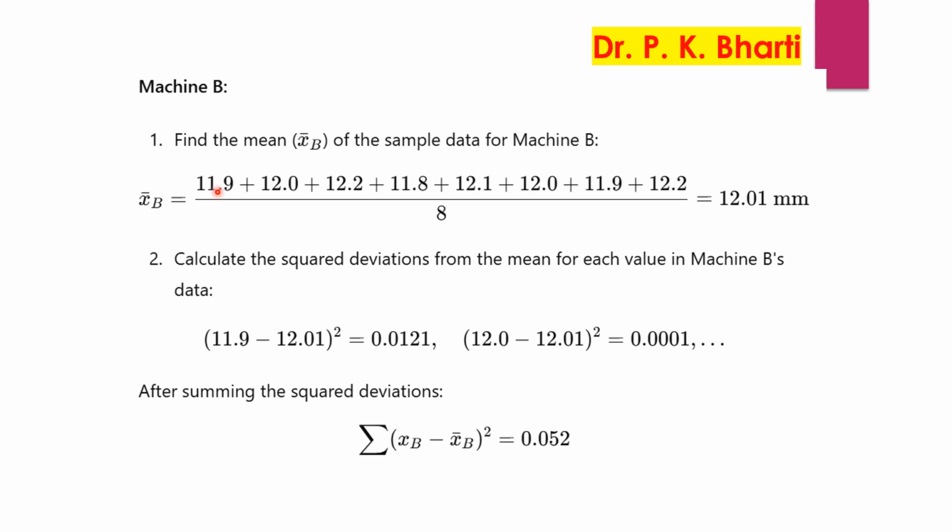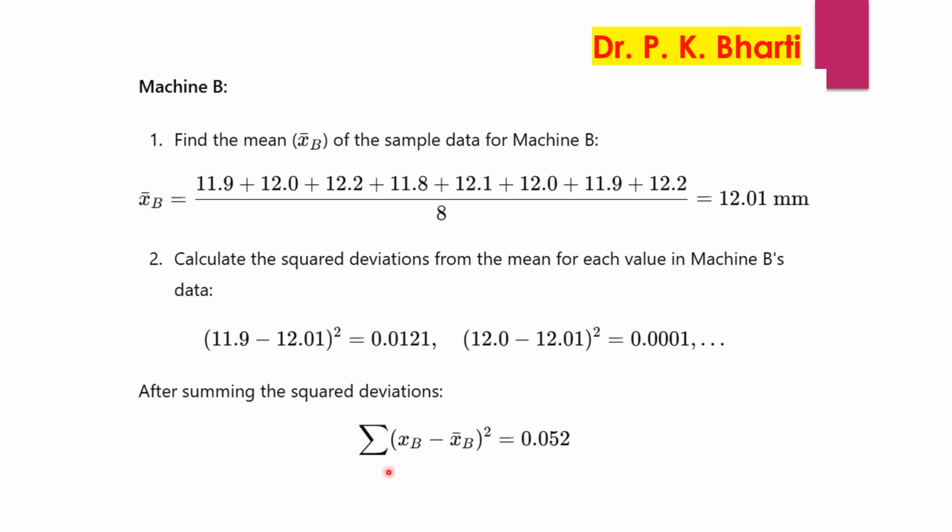first value is 11.9, mean value is 12.01. So we will calculate 11.9 minus 12.01 whole square. Then 12.0 minus 12.01 whole square. Then 12.2 minus 12.01 whole square. Then 11.8 minus 12.01 whole square. If we add all the values, we get summation xb minus xb bar whole square. It comes to be 0.052.